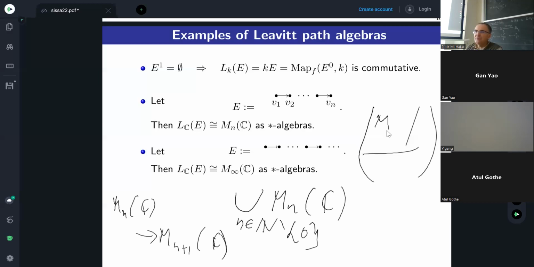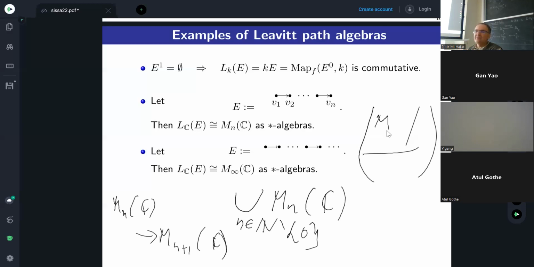Yes, but it's just a union. The moment I tell you how I view n by n matrices as n plus 1 by n plus 1 matrices, I'm done. But you're right, this is actually constructing a limit. Sure, but it's so simple that you don't have to use the magic word. So if you want arbitrary size finite matrices, it's also a way to put it. Arbitrary size finite matrices.